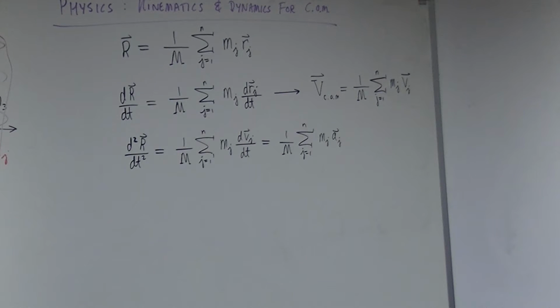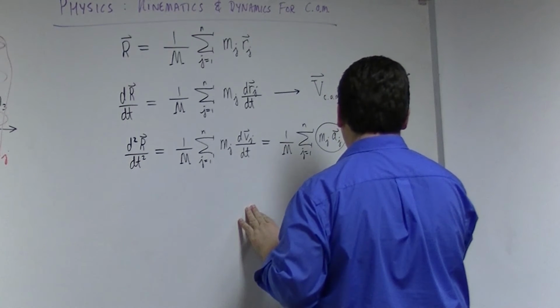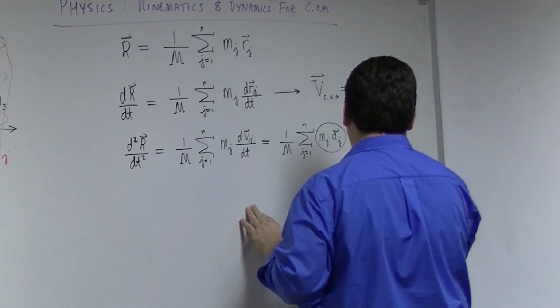So folks, what can you say about the mass of the jth particle times the acceleration of the jth particle, which is the product of m sub j times a sub j? Force. The force on the jth particle, right? So this we can replace with the net force on the jth particle, right?